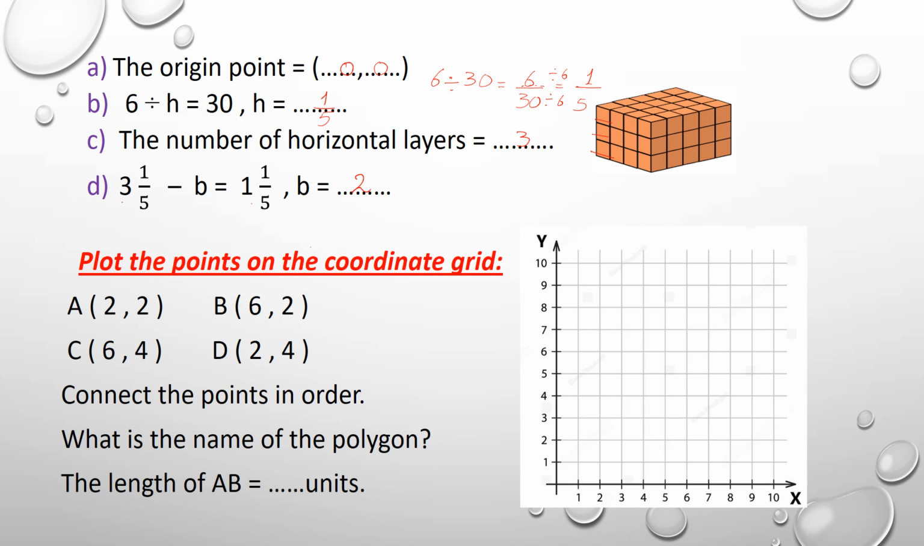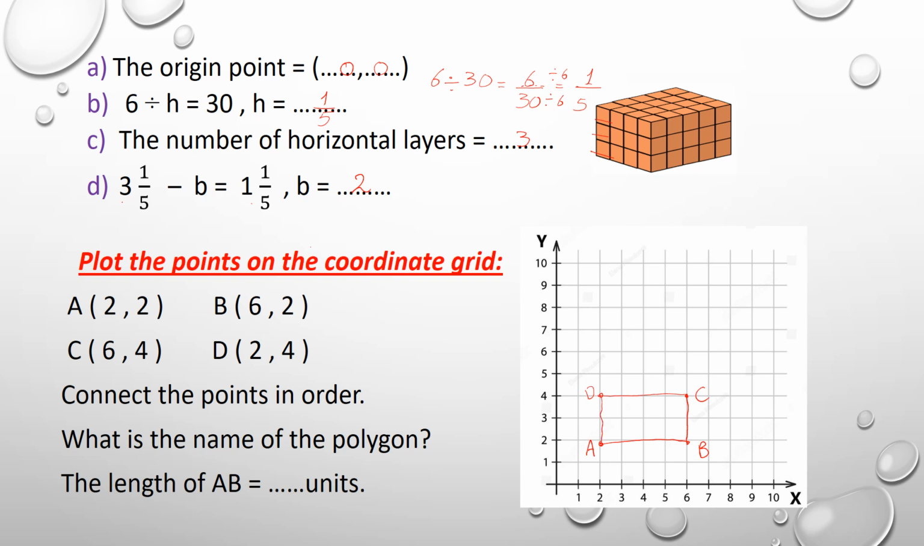Plot the points on the coordinate plane. A, 2 and 2. This is A. B, 6 and 2. This is B. C, 6 and 4. Look at this point, 6 and 4. D, 2 and 4. This is D. Connect the points in order using a ruler, of course, and a pencil, please.